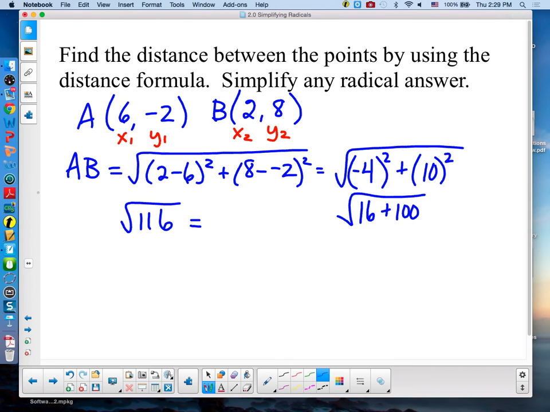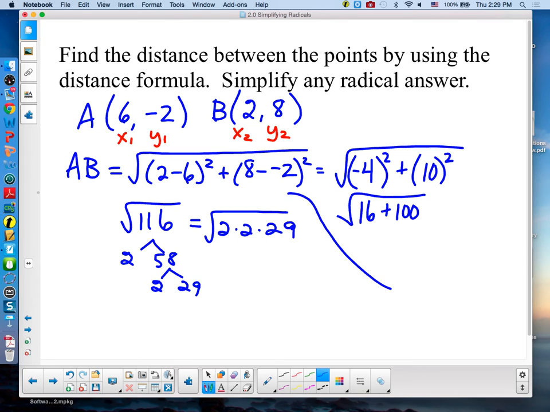Okay, now let's do our dividing. What did it factor down into? 2 and 58. 2 and 29. That's as far as you could go. Maybe you went 4 and 7 is 28, right? 29 I think is prime. Okay, so I've got a 2 and a 29. So that simplifies to be? Is it 4 or 2? 2 times the square root of 29.